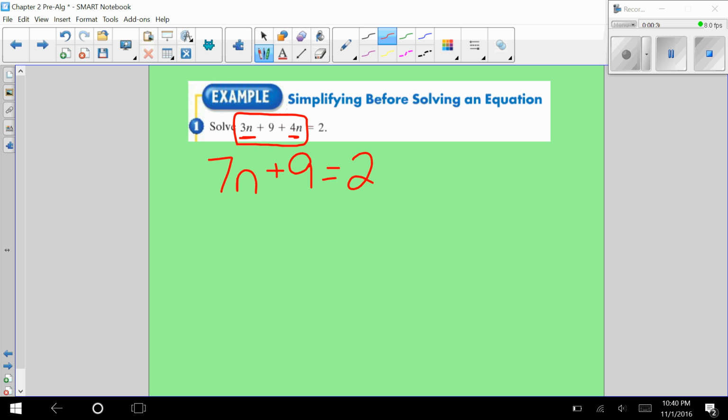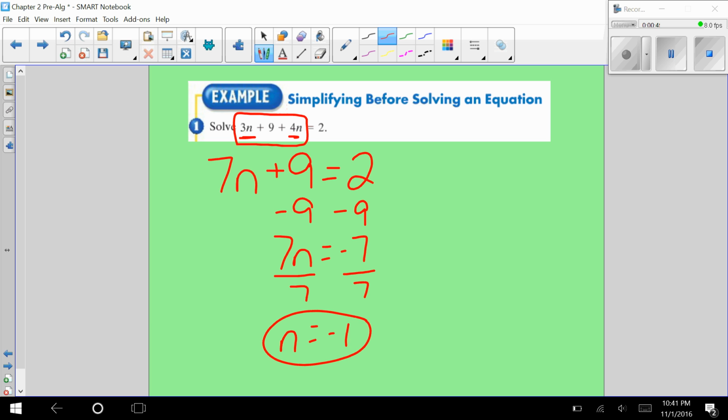Just like we did before, this is a two-step equation. I need to start by subtracting 9 off both sides. I'm left with 7n equals negative 7. And now I divide by 7, so n equals negative 1.